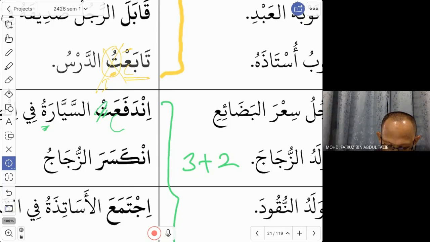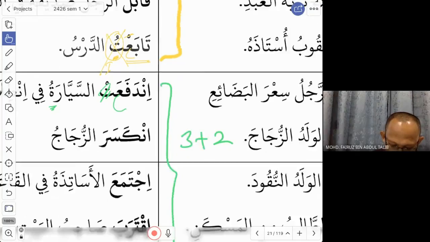So the root word is still a 3-letter fi'il. Kaf, sin, ra. So it is sulasi. But since you have an additional letter, you call it mazid. So this is also sulasi mazid. But how many additional letters? So here you have 2. That is why I write here 3 plus 2.